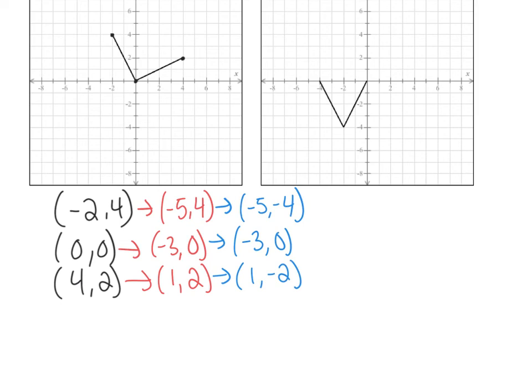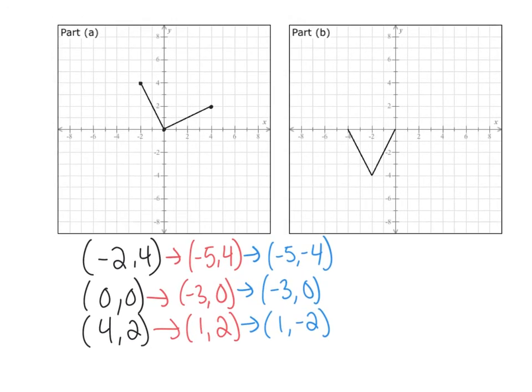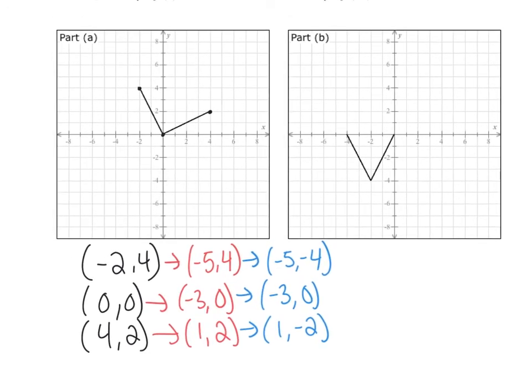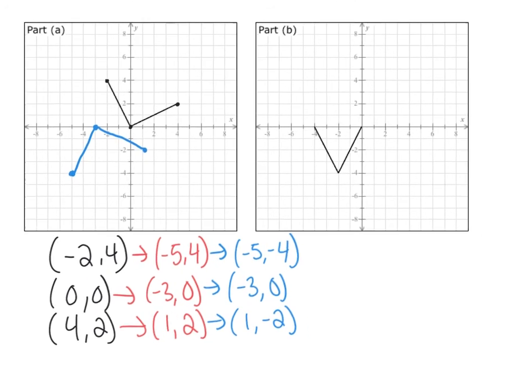So our final plotting points are these in blue because those are the final transformations here. So I'm going to plot those points and connect them and then be done with that first graph. So the first one is -5, -4, which is right here. -3, 0, which is right here. And 1, -2, which is right here. So notice how it reflected and it also moved. Okay, so take your time with this again.